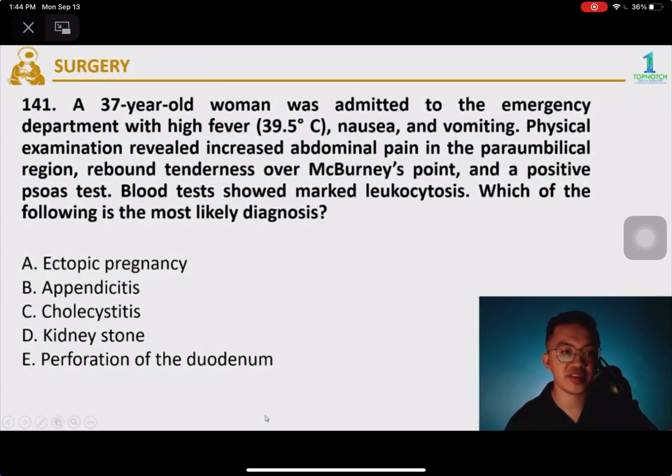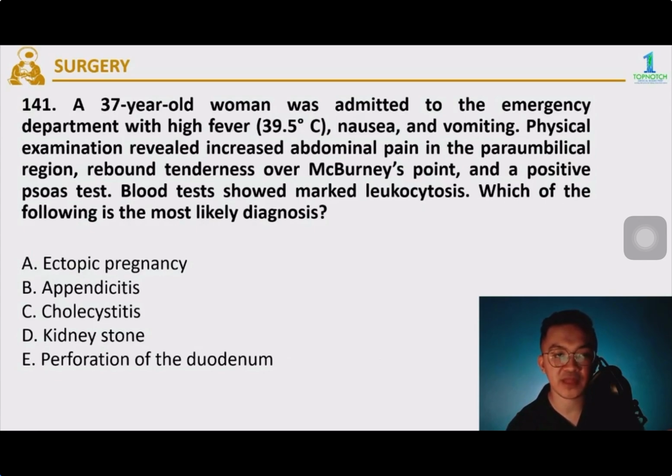141. A 37-year-old woman was admitted to the emergency department with high fever, nausea, and vomiting. Examination revealed increased abdominal pain in the paramedian region, rebound tenderness over McBurney's point, and a positive psoas test. Blood tests show marked leukocytosis. What is the most likely diagnosis? So this is a classic presentation of a patient with appendicitis.